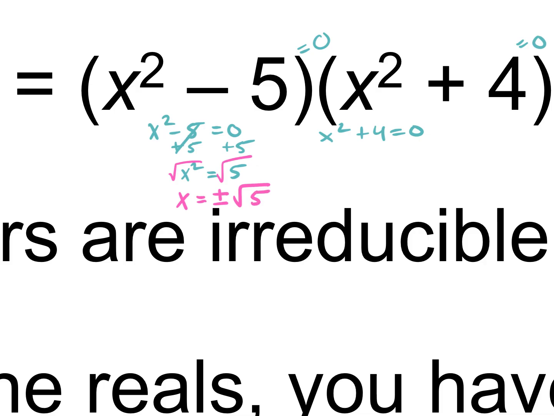Perfect. Let's do the same thing for the second one here. I'd subtract 4 on both sides. So x squared equals negative 4. Take the square root of both sides. So what would x equal? Plus or minus 2i. Awesome. So here are our 4 solutions. We have positive square root 5, negative square root 5, positive 2i, and negative 2i.